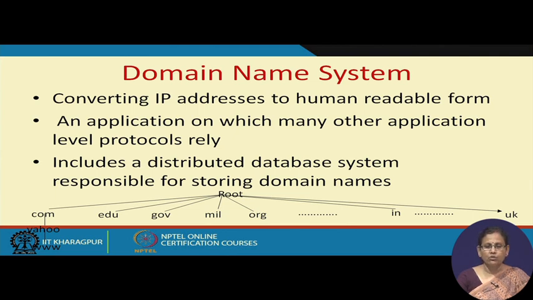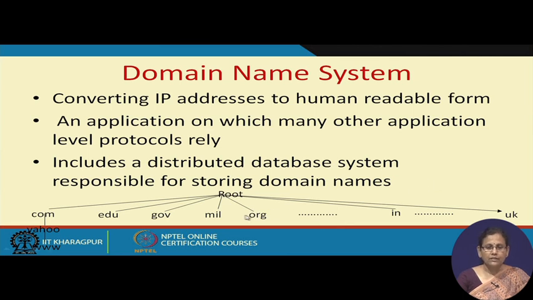So it is an application on which many other application level protocols rely. It includes a distributed database system responsible for storing the domain names. By distributed database system, we mean a replica of at least a part of the database system exists in many places in the internet. For example, it exists in your own machine, it exists in your proxy's memory, and so on. So that repeatedly you do not have to go to the root server to find out this conversion between IP address and the domain name. Domain name is your website address.